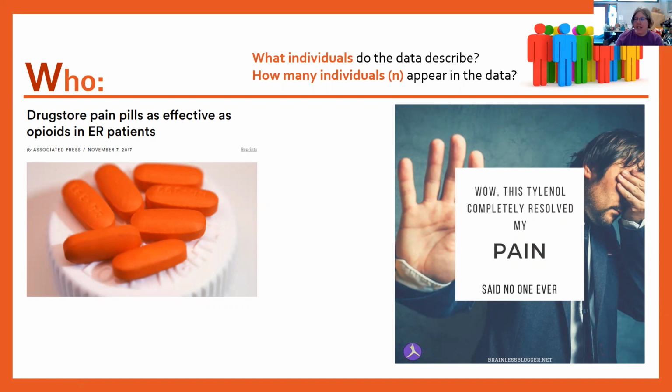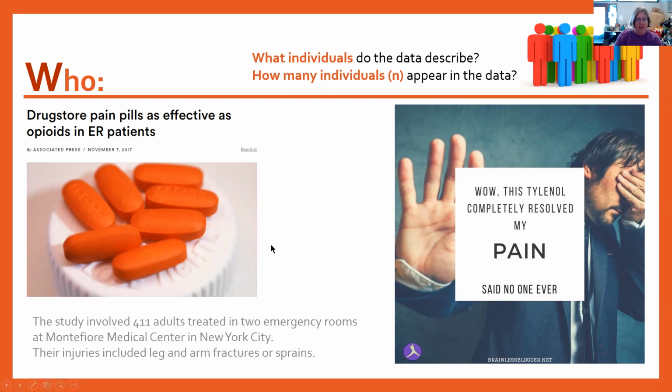And so I dug into this research a little bit further. And what I found out was that the study involved a little over 400 adults. And specifically, the type of pain that was being treated was leg and arm fractures. Okay, and so that made a lot more sense to me. I looked at that and I thought that's actually fairly plausible that maybe ibuprofen could work really well for an arm or leg fracture. But what happened is people read the headline and then they started applying that to everything. So they started applying that to people dying of cancer, people with kidney stones, people that had second and third degree burns.